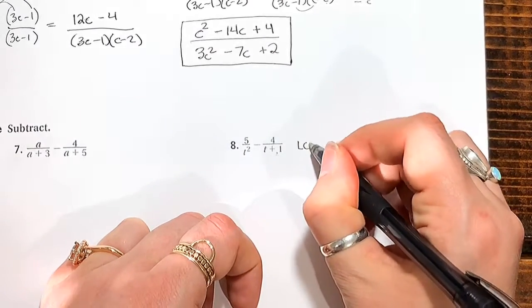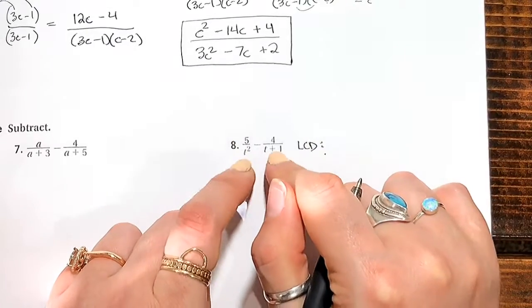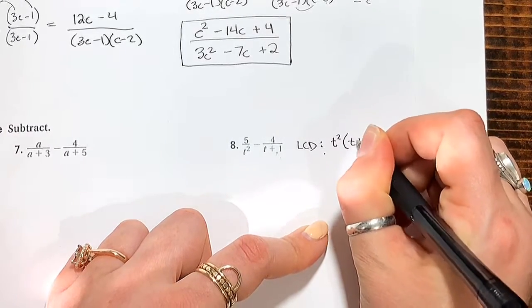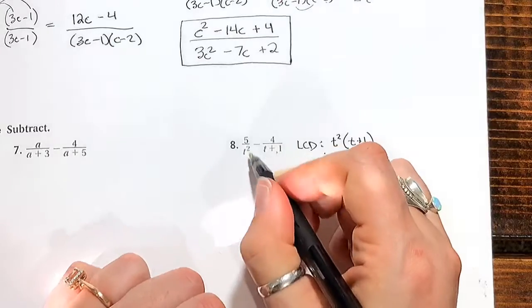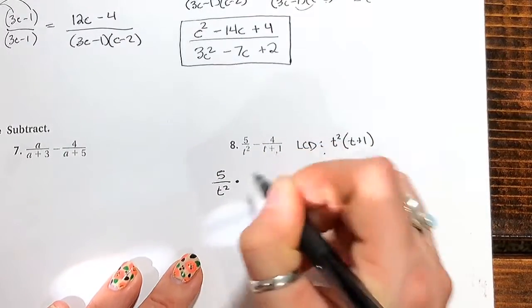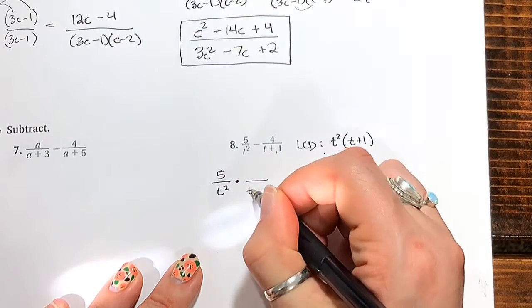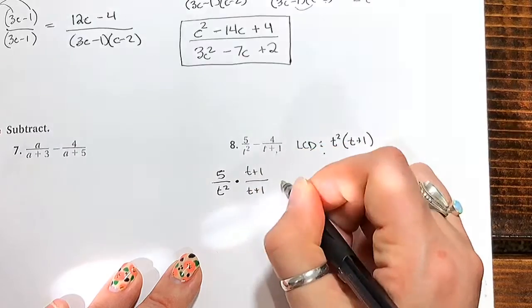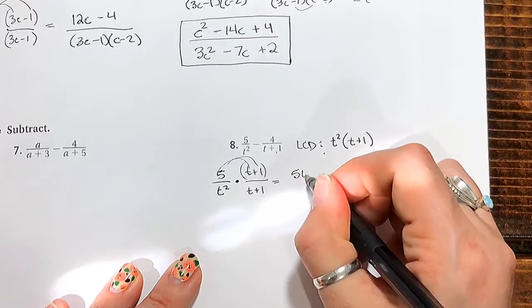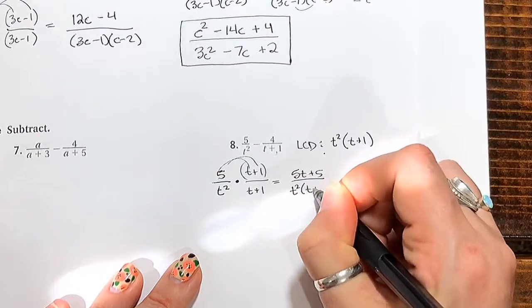So the LCD in this scenario is going to be the same process where you're just going to times the two together. So our LCD is going to be t squared times t plus 1. So I'm going to take the first fraction, we're going to rewrite it by timesing it by the missing piece it doesn't have, which is t plus 1 on the bottom and on the top. So on the top, I need to make sure to distribute that 5 through so that I have 5t plus 5. And on the bottom, I'm just going to sandwich them together.